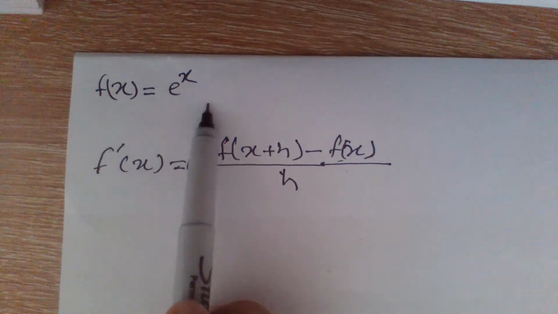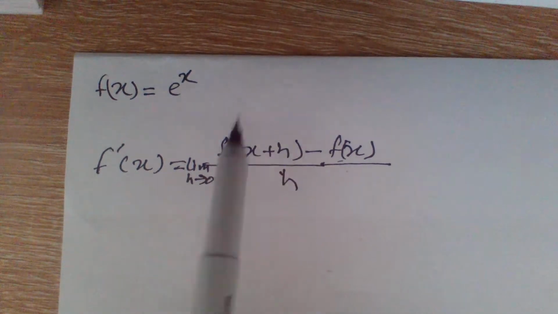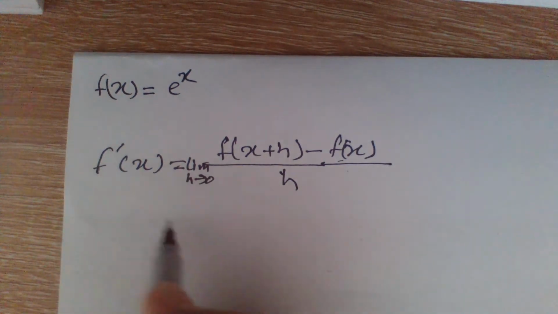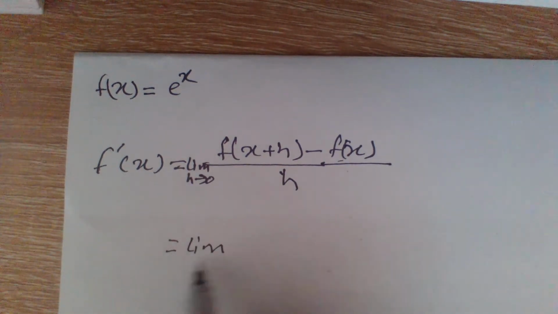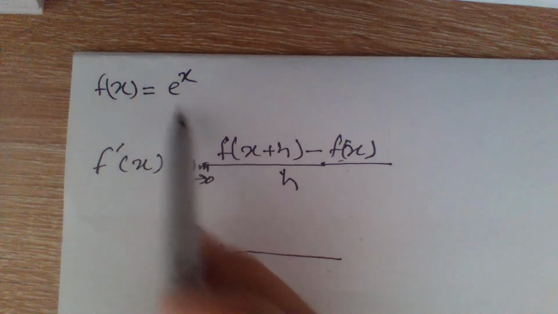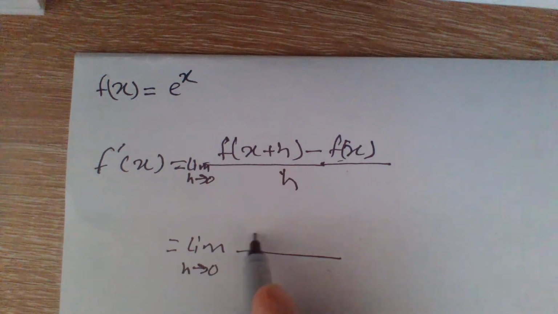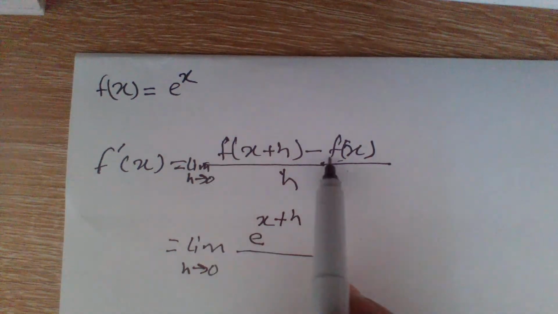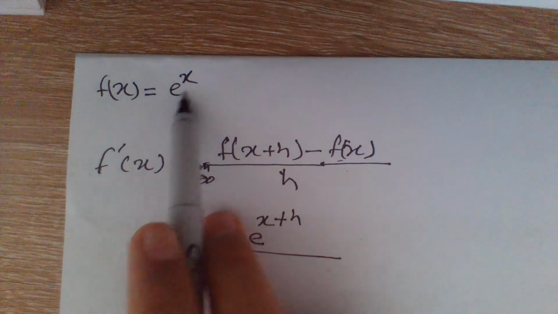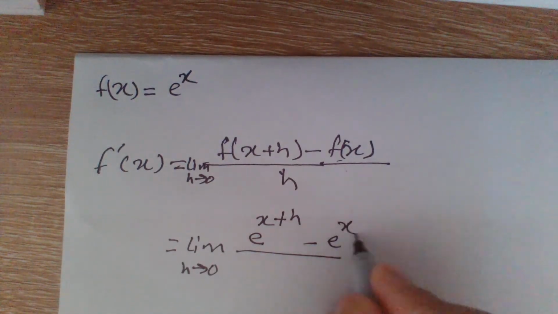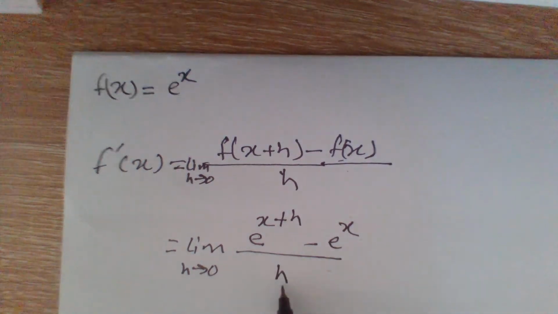We know that f of x equals e to the power of x, and we just add h to the power of e. So this would equal the limit as h goes to 0, and if we write this equation over here, this would give us e to the power of x plus h. Now we just subtract f of x, the same thing, minus e to the power of x, over h as h goes to 0.